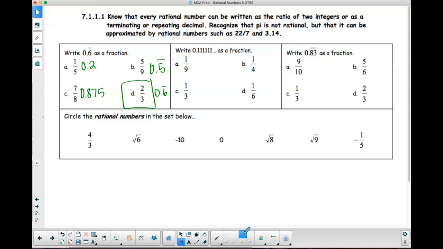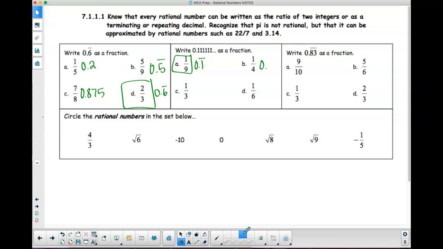Okay, so write 0.11111. That's 1 repeating as a fraction. Which one would that be? Is it A, B, C, or D? What do you think? And you can check them. Use your calculator. Figure out which one it is. Tyler. 1/9. 1 divided by 9 is 0.1 repeating.